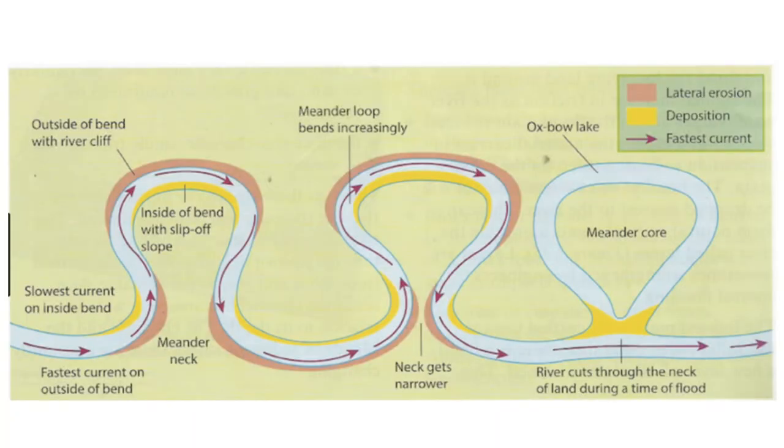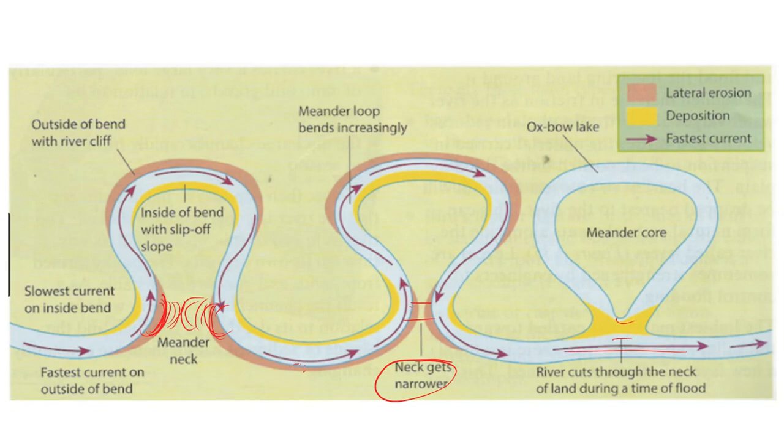So if you look at this diagram now, this is the neck. This is the outer bend and this is the inner bend. So deposition is occurring here, the yellow part, please. As this river keeps eroding the outer bend over time, the neck becomes very narrow. Then during a flood or something, the neck will now what? Be sealed, will join together.